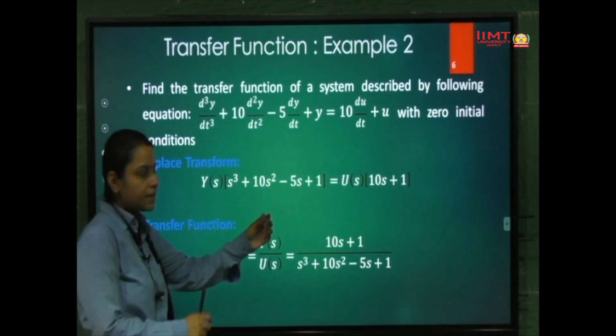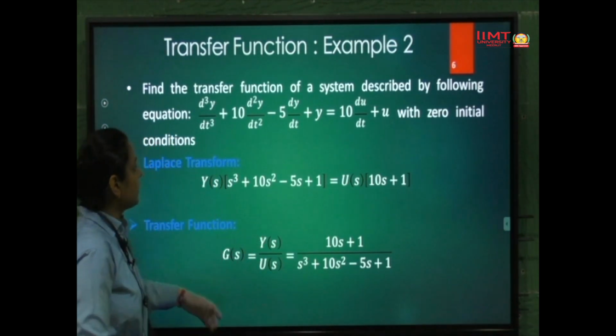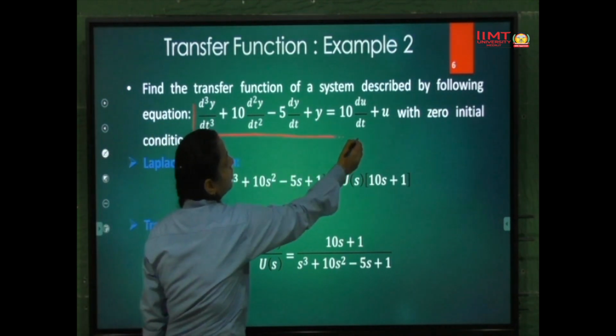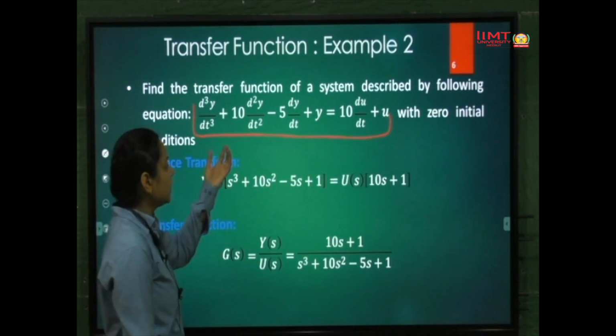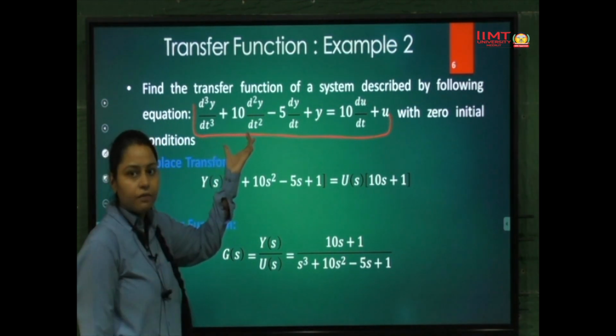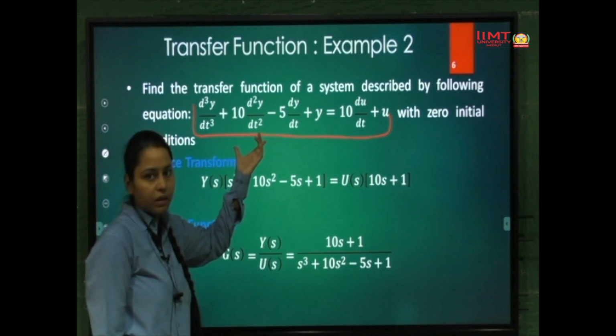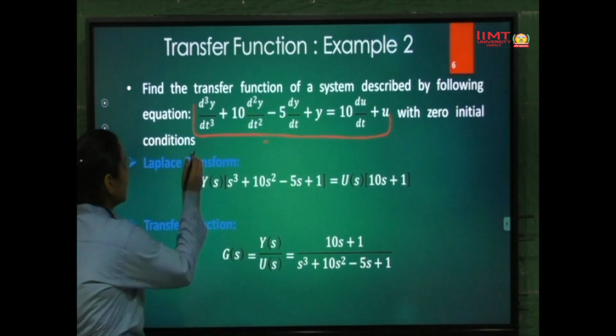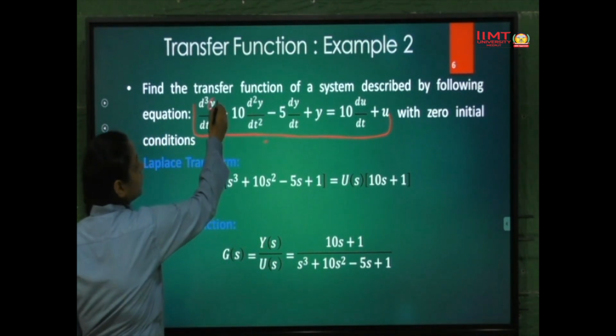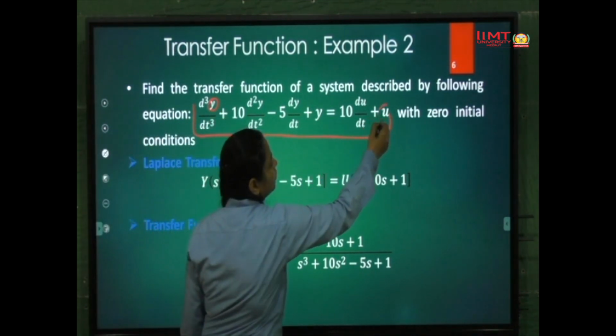Let's see another example. In this we have a differential equation, and we have to calculate the transfer function of the system. So the first step is already completed. We already have the mathematical model of the system. The second step is to identify the input and output. The output is y and the input is u.